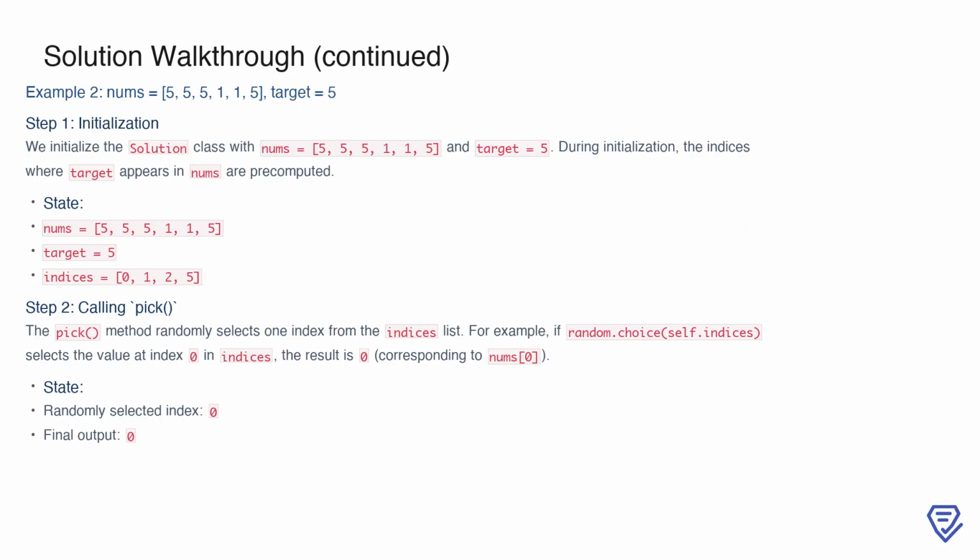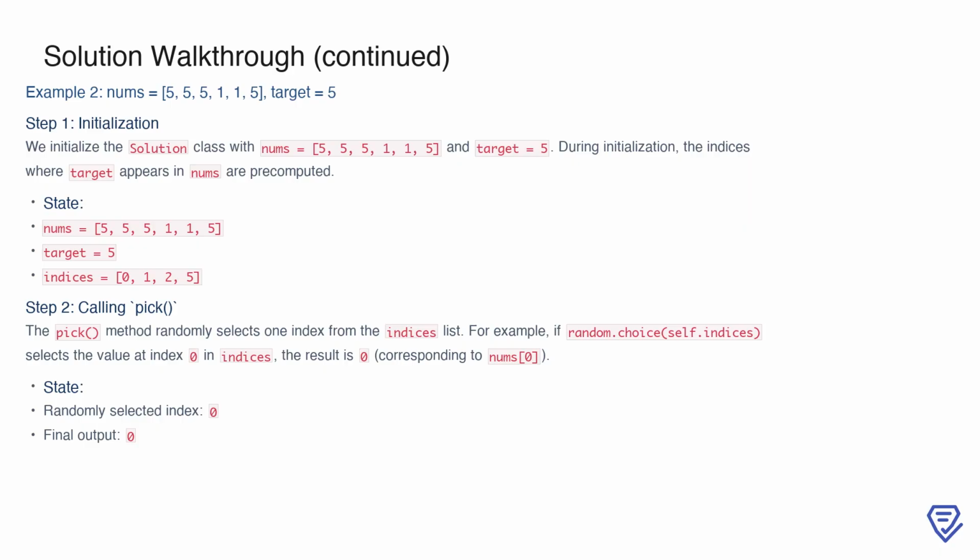In the next example, we initialize the solution class with nums set to [5, 5, 5, 1, 1, 5], and the target is 5. Again, during initialization, we pre-compute the indices where the target appears in the nums array. Using the same list comprehension as before, we find that the indices for 5 are 0, 1, 2, 5. When the pick method is called, it randomly selects one of these indices.